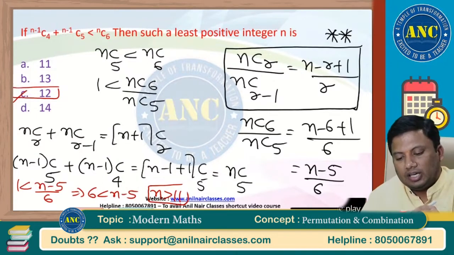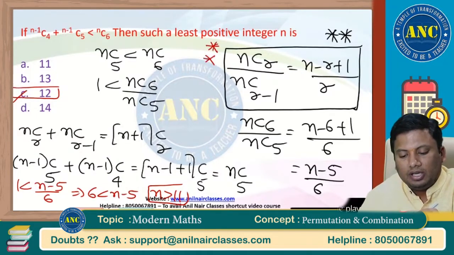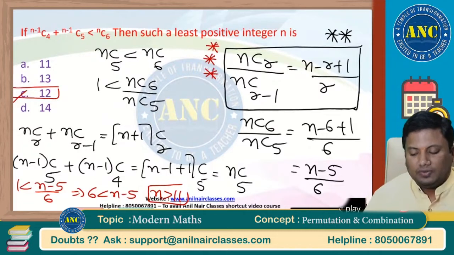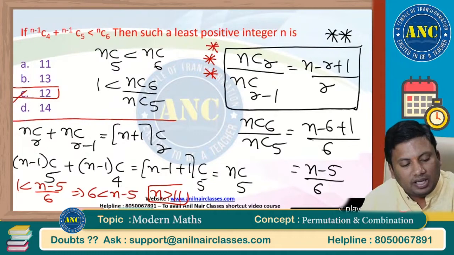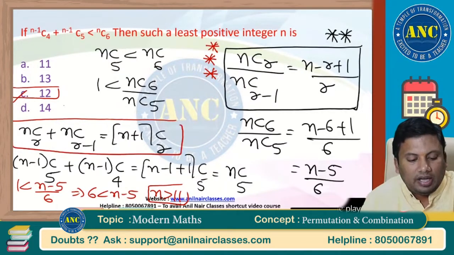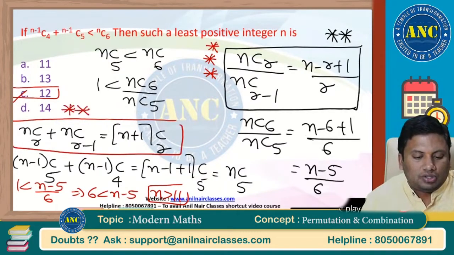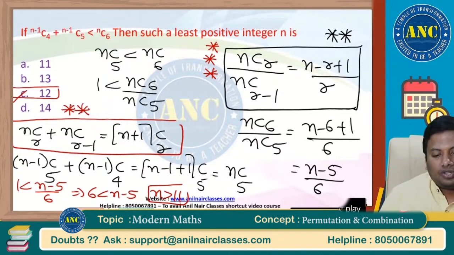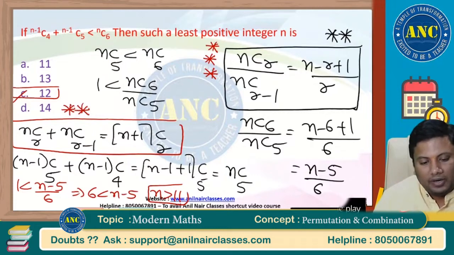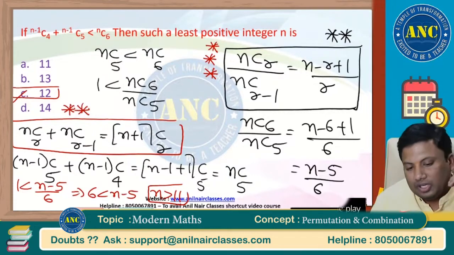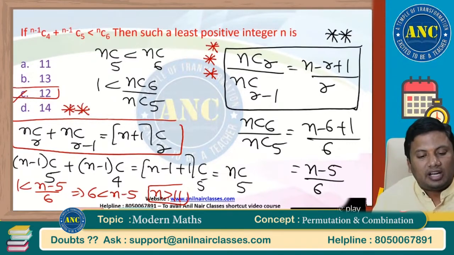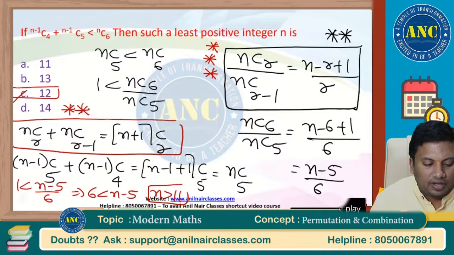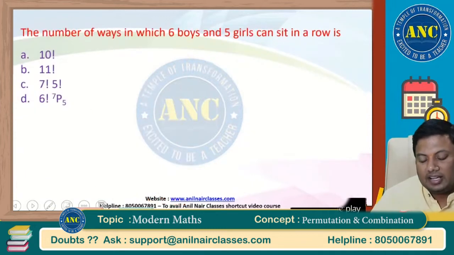These are the two important concepts. nCr by nCr minus 1 is n minus r plus 1 by r. nCr plus nCr minus 1 is n plus 1 Cr. If you know these two properties, you can solve the question very easily. This is one way of solving the question, using properties. Another is to substitute the values and check which satisfies the question. I hope the idea is clear. Next one.